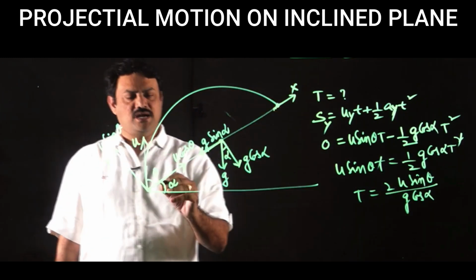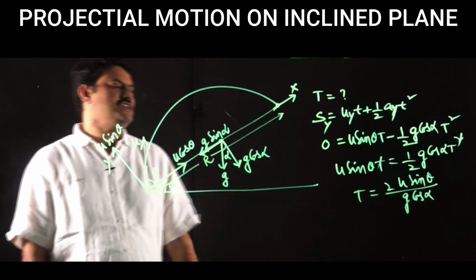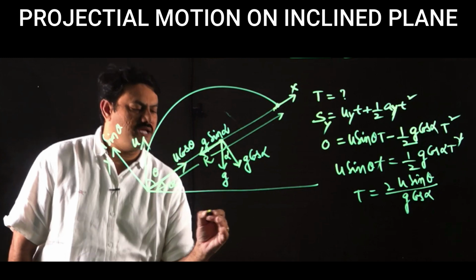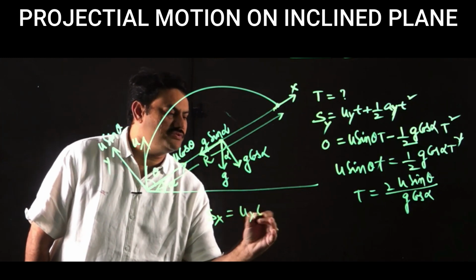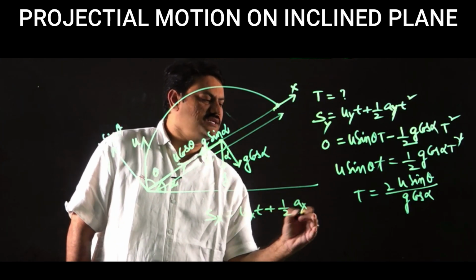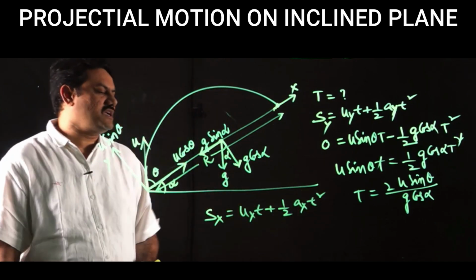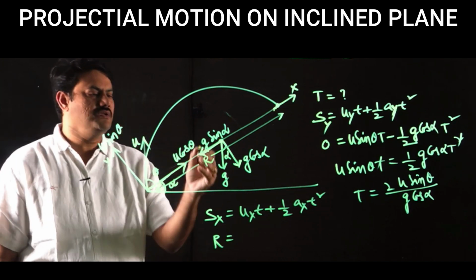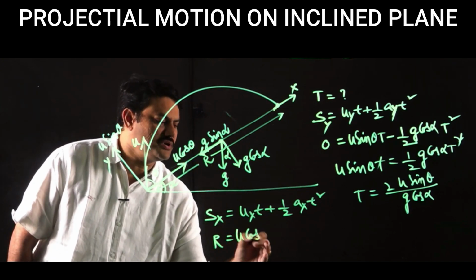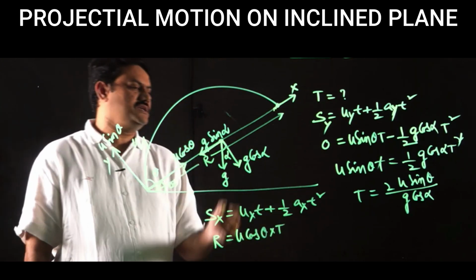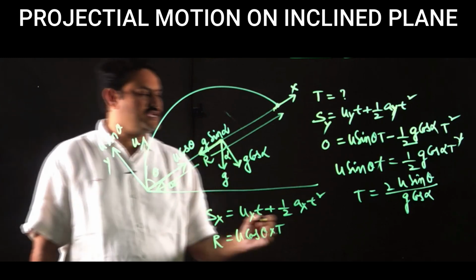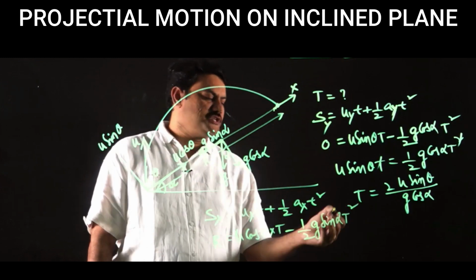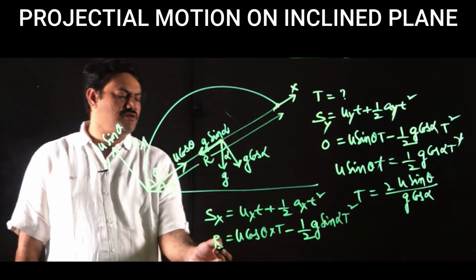Suppose you want to calculate the range of the projectile on the inclined plane, then calculate according to the x direction. Sx is equal to ux into t plus half ax into t square, where t is the time of flight. So Sx indicates the range. R is equal to u cos theta into t, where t is the time of flight, and the acceleration is along this direction, so minus half g sin alpha into t square. Now substitute these values in this equation, you will get the value of the range.